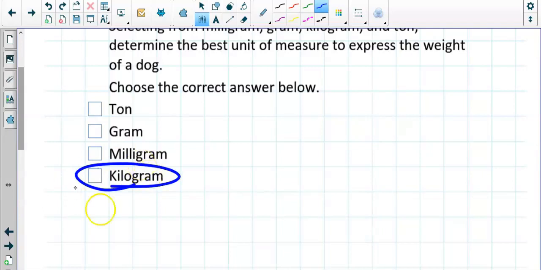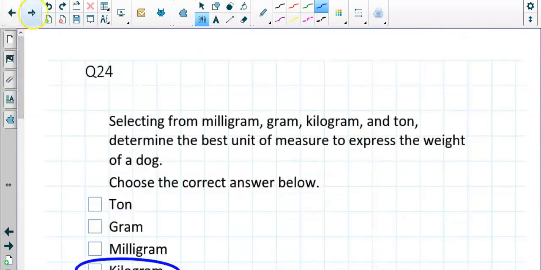Milligram is way too small. A dog is not the size of a pill that I would take for a headache. A ton is way too big. There's something wrong with that dog if it weighs a ton. And again, grams are just too small, okay? Another thing that I think about with grams is usually when you weigh ingredients, you think about those in grams. So there we go.